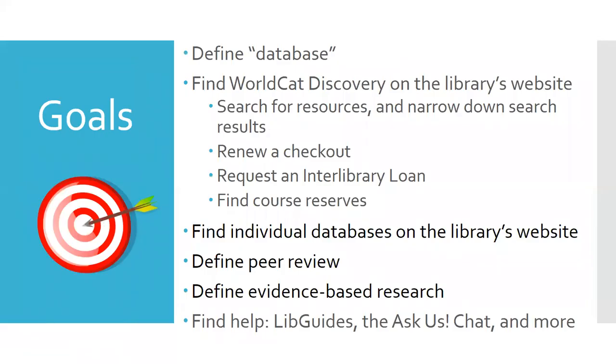This course is meant to be a practical guide to using the library's resources for general and social work specific research. The goals of this class are to define database, to find Worldcat Discovery on the library's website, and use it to search for resources and narrow down search results, renew a checkout, request an interlibrary loan, find course reserves, and then also find individual databases on the library's website, define peer review, define evidence-based research, and to find help, LibGuides, the Ask Us chat, and more.